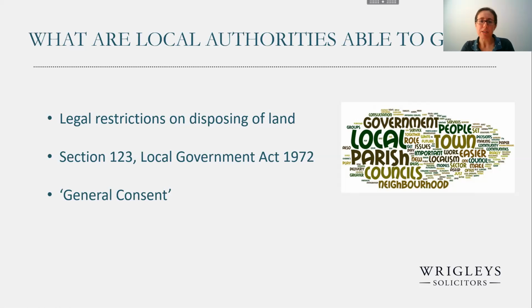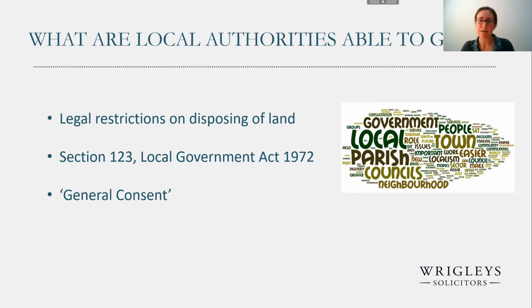So the starting point is Section 123 of the Local Government Act 1972. And the overarching rule there is that authorities can only dispose of land at the best consideration reasonably obtainable. So in other words, full market value and essentially the best price that they can extract for that piece of land, unless they get the consent of the Secretary of State for those of us in England, like Tim and myself, or the Welsh National Assembly in Wales.